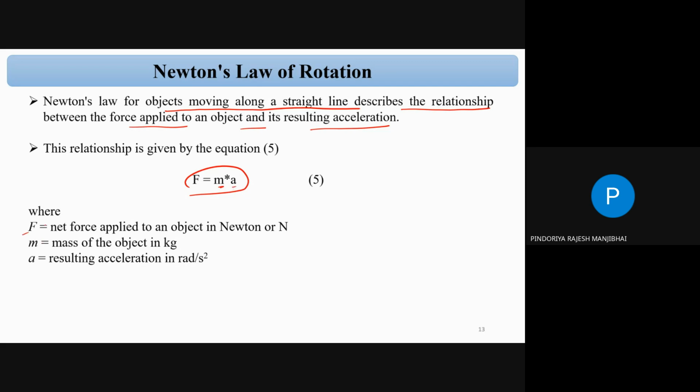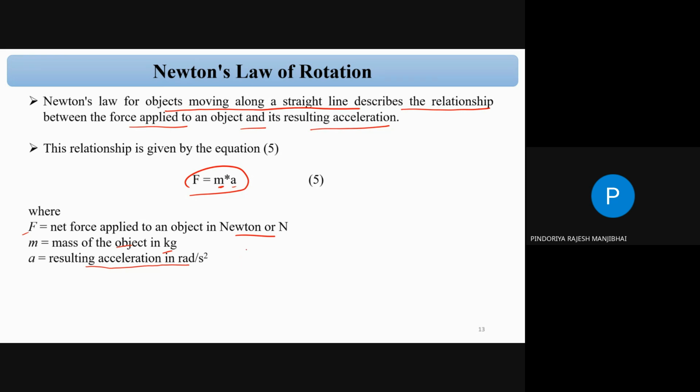F is the net force applied to the object, with unit Newton. m is the mass of the object, in kilograms, and a is the resulting acceleration, in radians per second squared, otherwise meters per second squared.